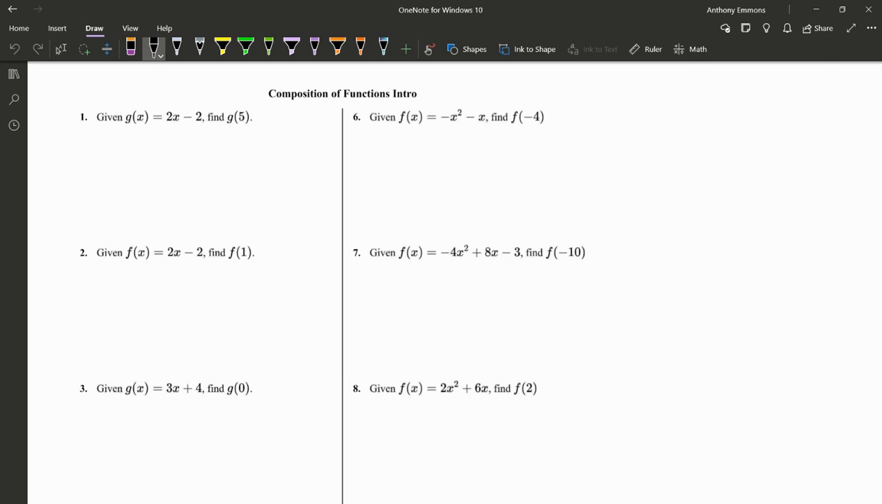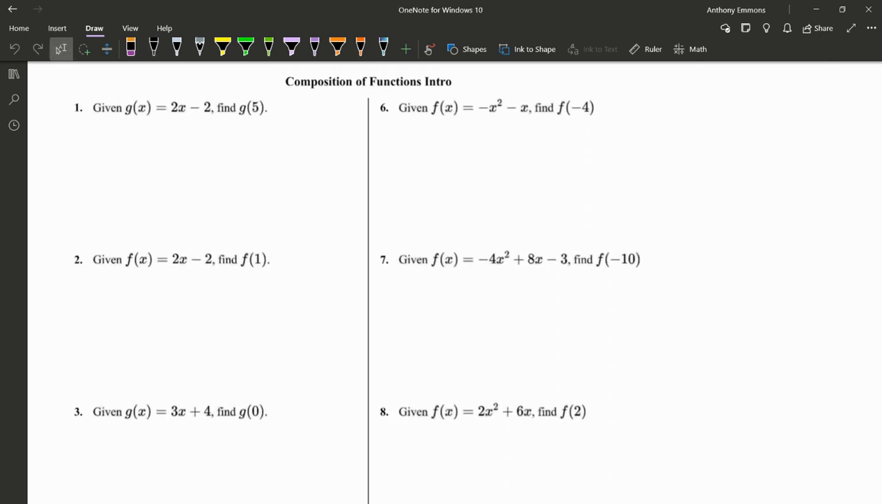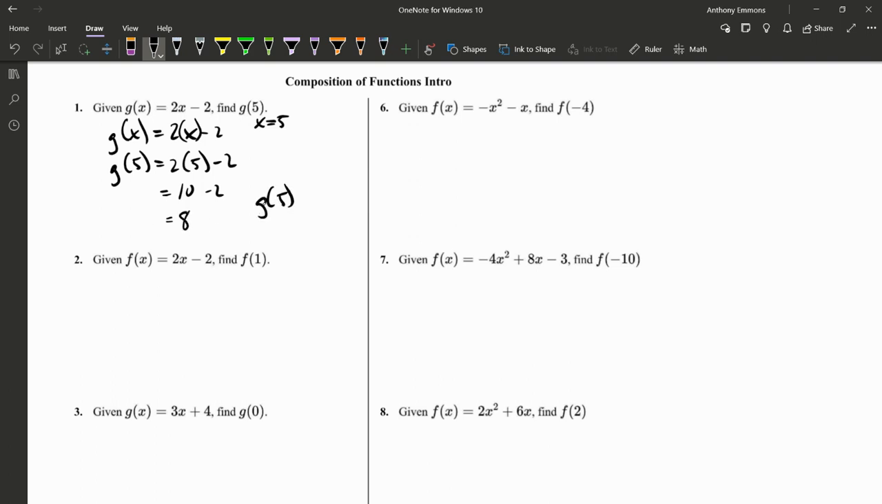To get started, given g of x equals 2 times x minus 2, find g of 5. This means we're going to take g of x equals 2x minus 2 and substitute for x. What are we putting in its place? The 5. This is saying x equals 5, so we want to determine g of 5. Some practice with the notation, but otherwise you're following the order of operations. 2 times 5 is 10, minus 2. 10 minus 2 is 8. So as a final answer, g of 5 is equal to 8.